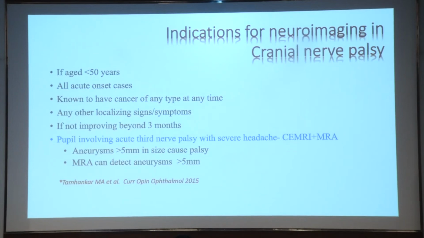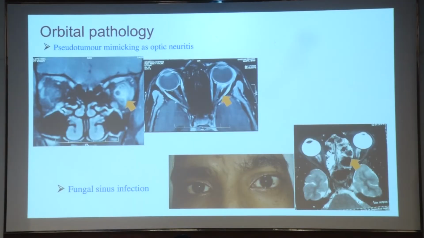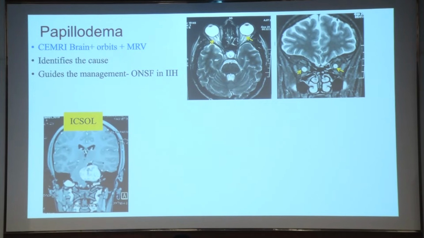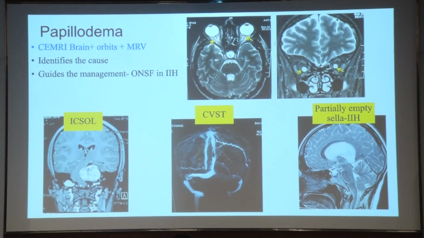So these are the ideal indications for neuroimaging, but especially if you have a pupil-involving third nerve palsy, please get a contrast-enhanced MRI with an MRA to rule out aneurysms. You can also go for a CT with a CTA, and orbital pathologies you can rule out. Papilloedema, ma'am has already shown you. So get an MRV along with the brain and orbits, because it could be a space-occupying lesion or thrombosis, or if nothing is there, then probably an IIH.